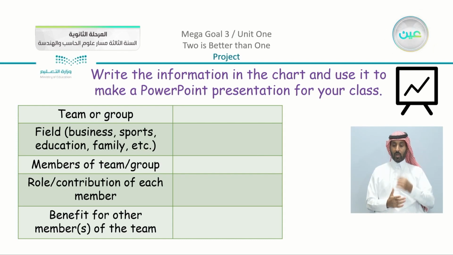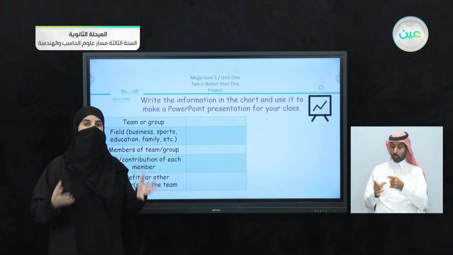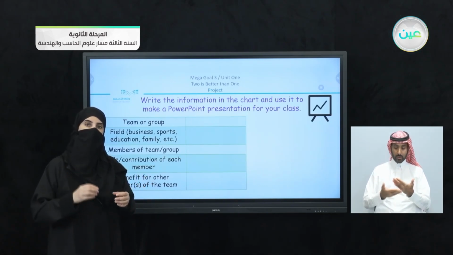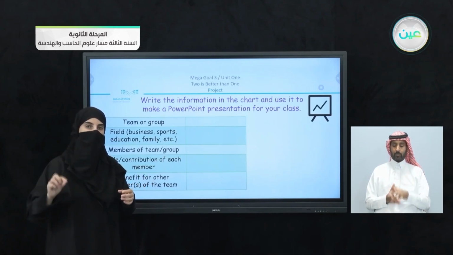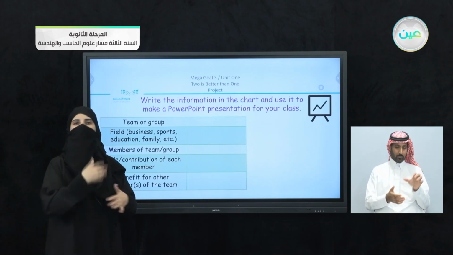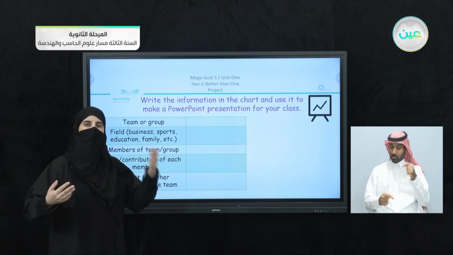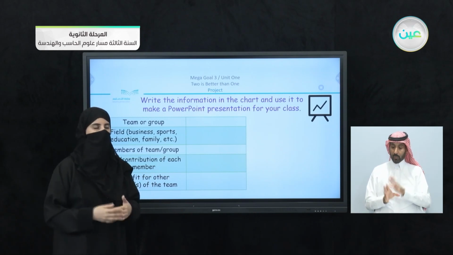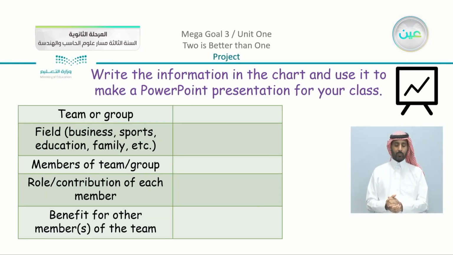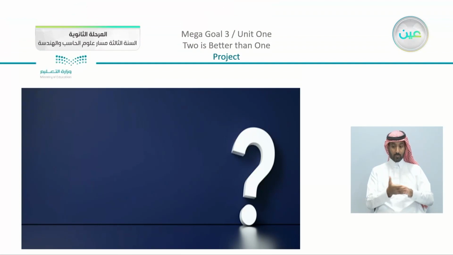Benefit for other members of the team. So I said that we want here a symbiotic relationship. So you have to remember or recall, just as points here in the chart, what are the benefits that each member gets from the other member. So we have here the main chart that you are going to use.